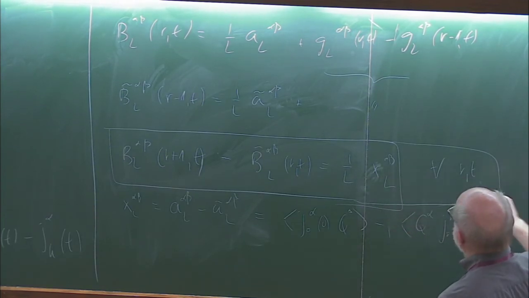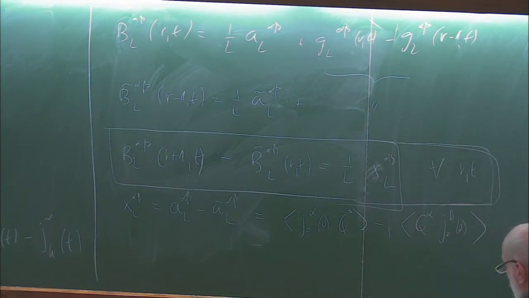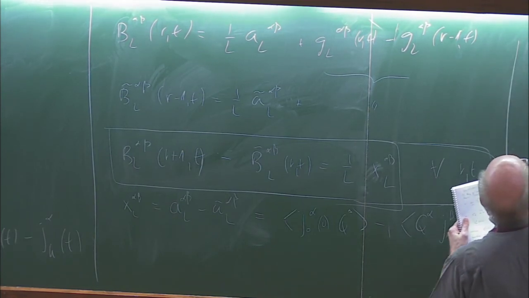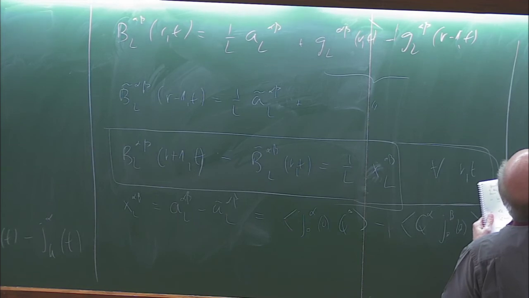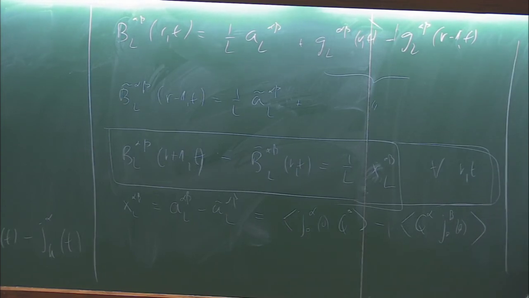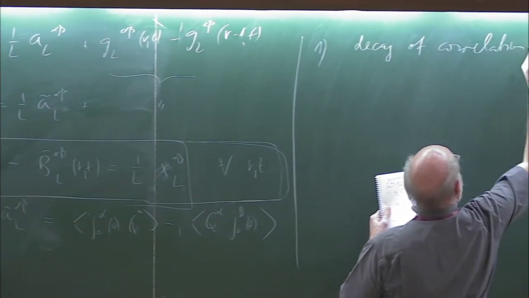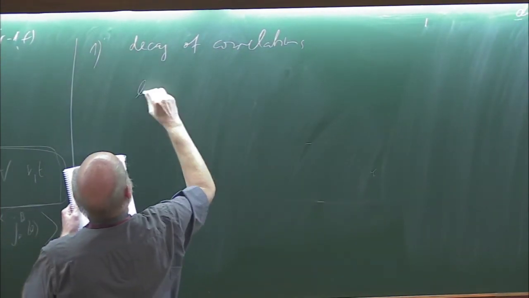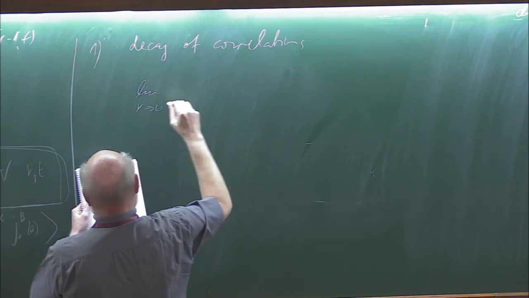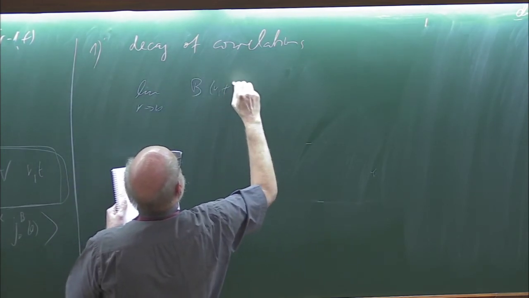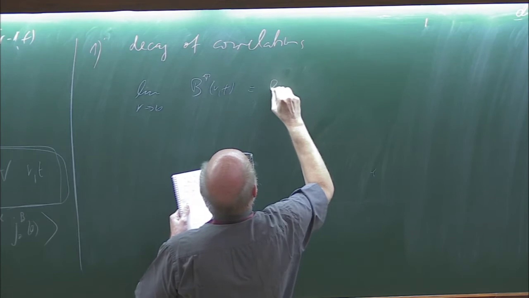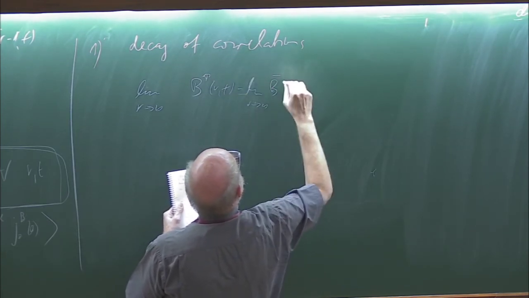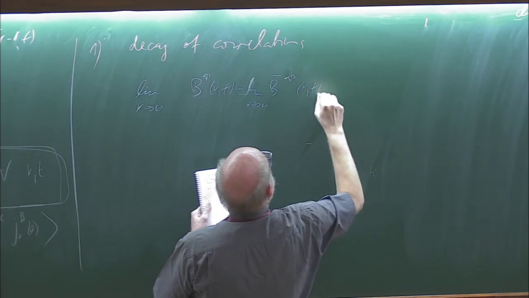So this is a completely generally valid result. Now let me make some assumptions. First of all, I look at the decay of correlations, such that the limit where R goes to infinity of B, R, and T, and similar for B tilde, the limit R to infinity of B tilde alpha beta of R and T is equal to 0.